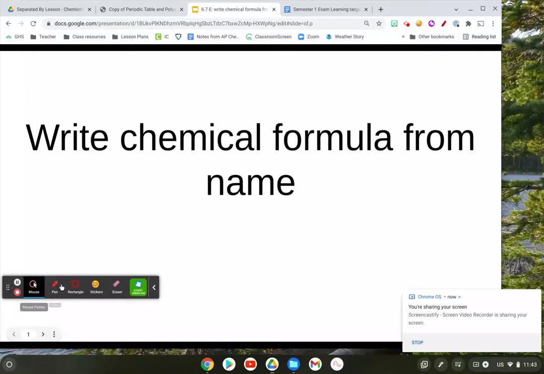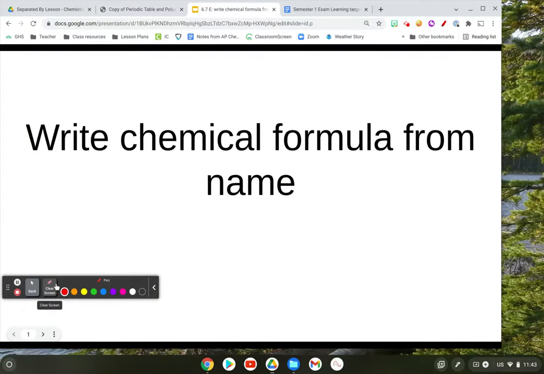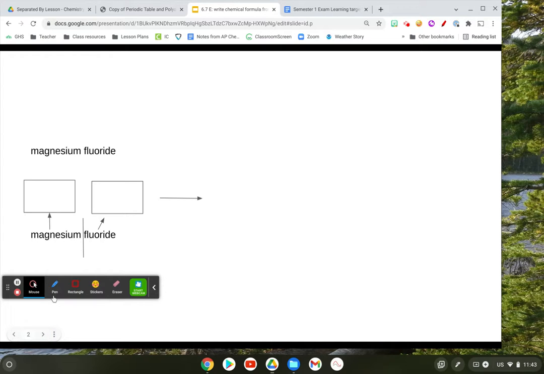One of the skills that you need to be able to do is to write a chemical formula from the name. It's really important that you get used to these ions that are in these ionic compounds, because it comes in multiple times during second semester. So here we go.